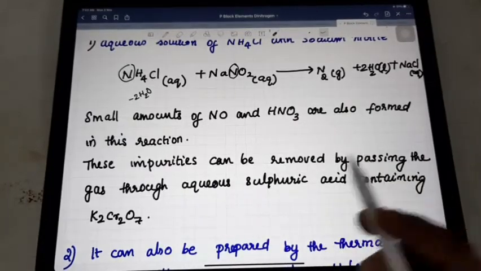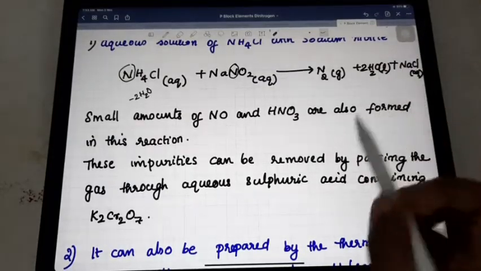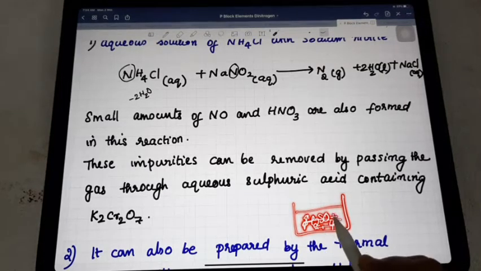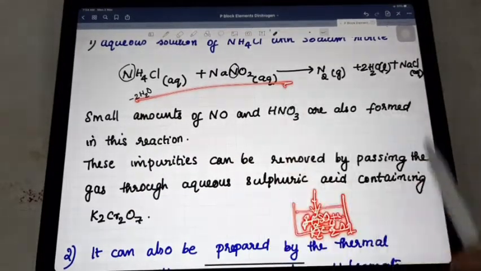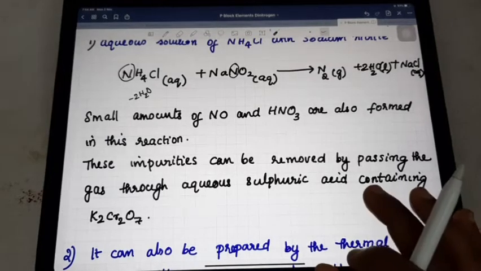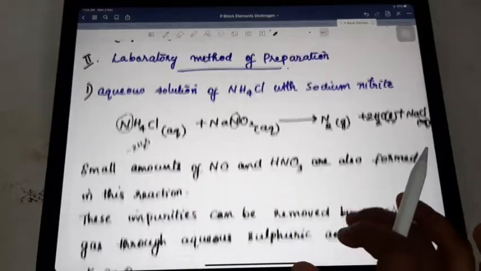For that, one method is there. After the reaction, the product we get is in gaseous form. That gas is passed over aqueous sulfuric acid, H2SO4, containing K2Cr2O7. You take such a mixture, and through that medium we pass the gas obtained after this reaction. So automatically all the impurities due to different chemical reactions can be removed, while nitrogen remains as dinitrogen. Okay, that is the first laboratory method of preparation.